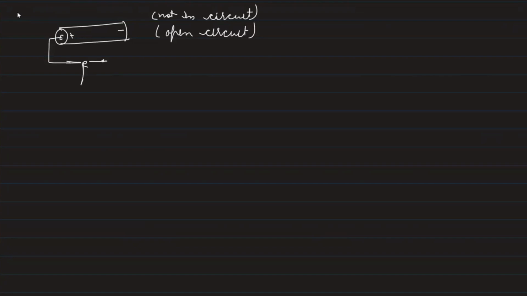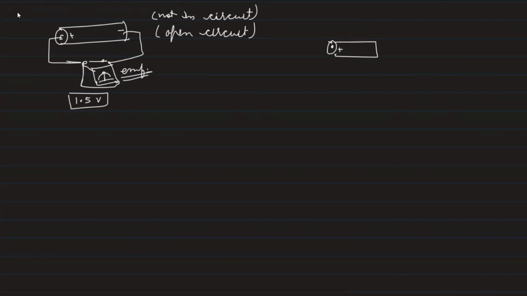There is one more definition given of EMF. So this is a cell. Now you can see that it is just a cell, which means the cell is not in a circuit, or we say that it is in open circuit. There is no current drawn from it. Now, if you connect it to a voltmeter, then whatever the voltmeter reads is the EMF. So when the cell is not in circuit, it will read the EMF, 1.5 volt, for example.